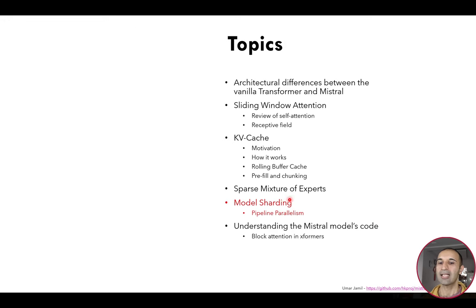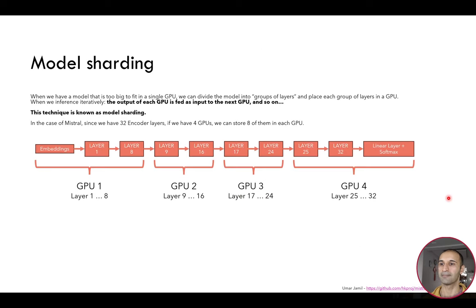Okay, the next thing we are going to talk about is model sharding, which is also implemented in the code of the Mistral model. So let's talk about it. When we have a model that is too big to fit in a single GPU, we can divide the model into groups of layers and place each group of layers in a single GPU.